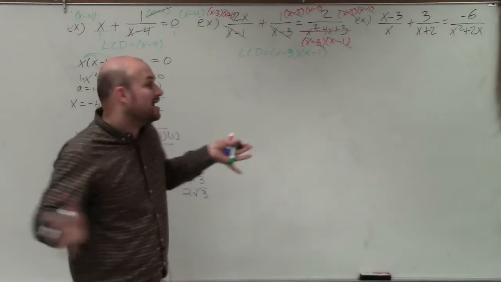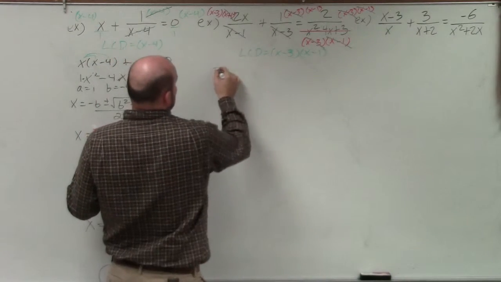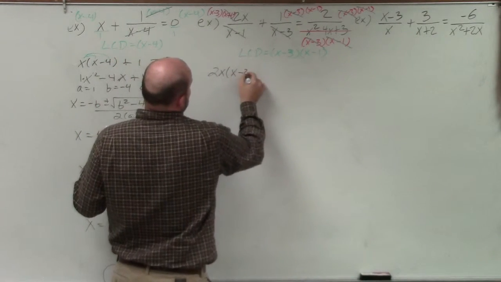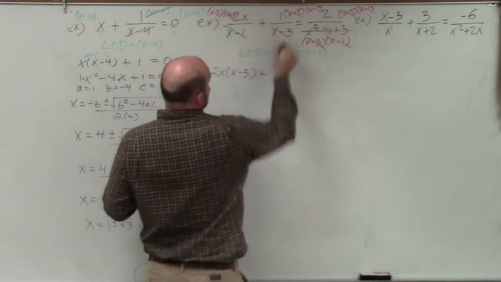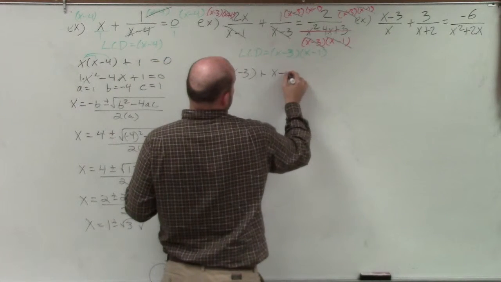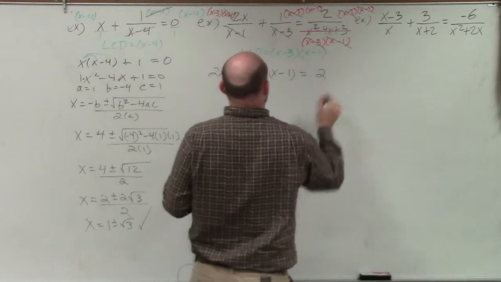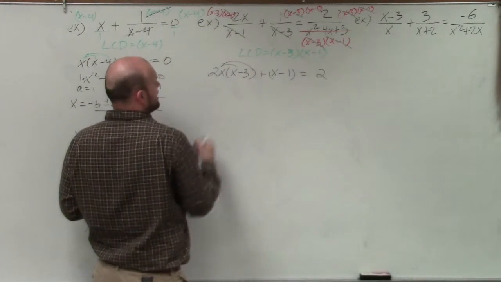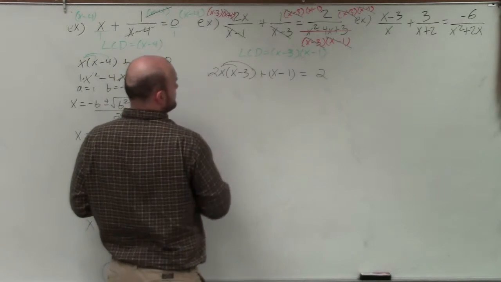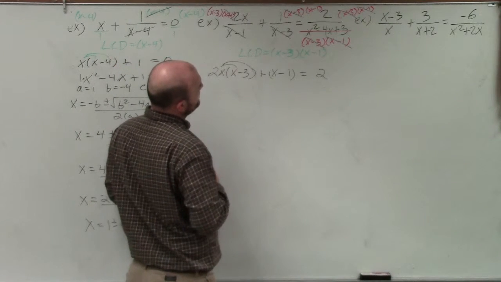with no variables in my denominator. I basically have 2x times x minus 3 plus 1 times x minus 1, and then is equal to the number 2. So I can simply just apply distributive property here. It's a positive x, right? X minus 1. Yep.